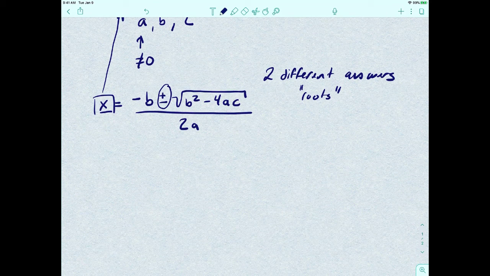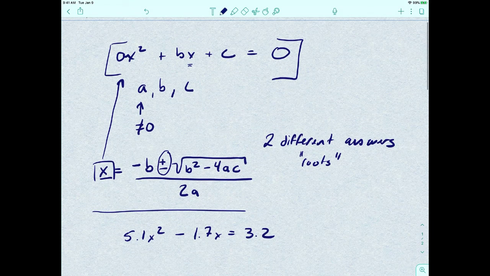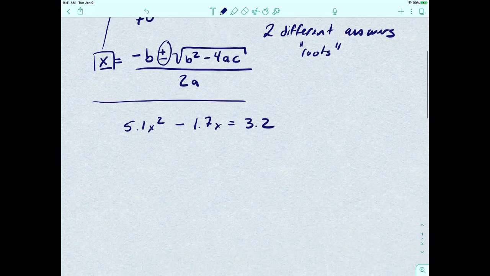I'm going to use no chemistry involved. Let's just look at how this works, using math. Let's say you got this formula: 5.1 x squared minus 1.7 x, and this is equal to 3.2. How do I solve for x? Well, the first thing we want to do is get this equation into the form ax squared plus bx plus c is equal to 0. Once I get into that kind of a form, then I know what a, b, and c are. I can use the quadratic formula and solve for x.